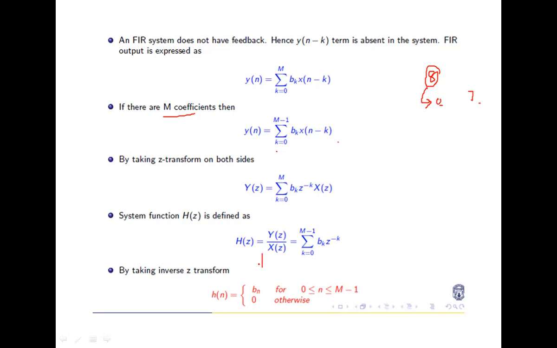Now, if I apply inverse Z transform on this, I will write h of n equals b_n. Here n stands for the discrete time index, which is present only for 0 to M minus 1. So h of n will be equal to b_n for 0 less than or equal to n less than or equal to M minus 1. That is how we calculate the impulse response from this transfer function.